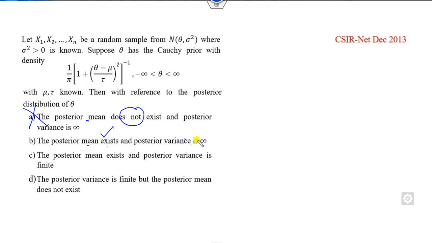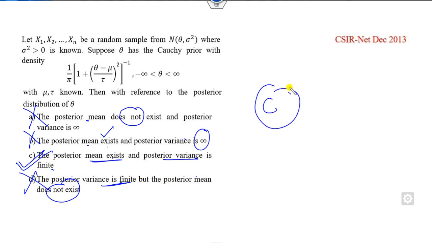Posterior mean exists, variance is infinite, cancel. Posterior mean exists, variance is finite, true. Variance finite but mean does not exist, cancel out. C is my right answer for this problem.